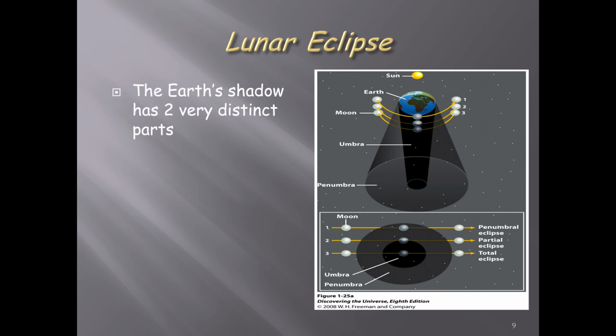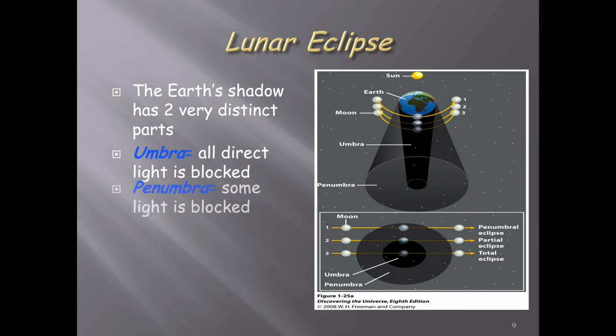But as mentioned in the video there and shown in the picture, there's actually two parts of shadow. One's referred to as the umbra and the other's referred to as the penumbra. Basically, the difference is that one is kind of like a shaded area where some light sneaks in, and the other is everything black, dark. All direct light is blocked out.